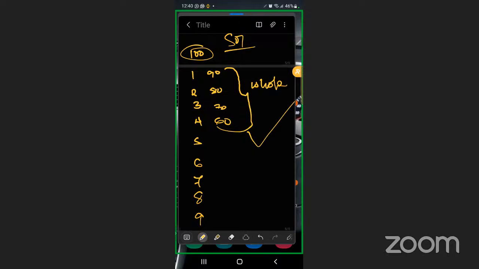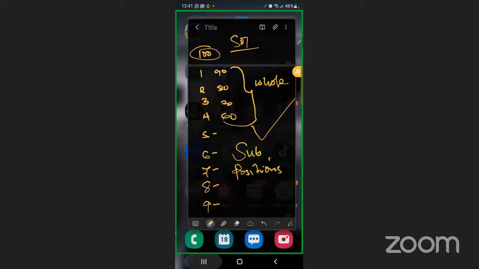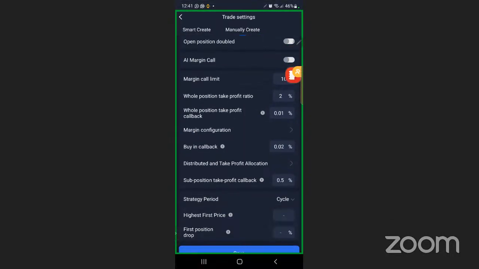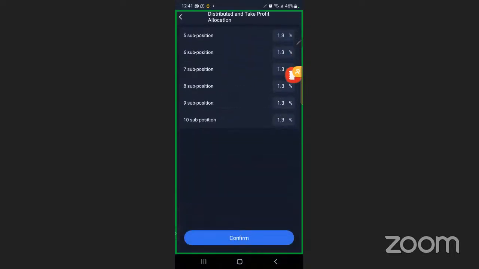It won't sell them independently. Now, from the 5th, 6th, 7th, 8th, 9th, these are what we call sub positions. In settings, the robot has sub position take profit callback. Like it has whole position take profit callback. Then here it has sub position take profit callback. That's why it has distributed take profit allocation. You are allocating take profits for the sub positions.